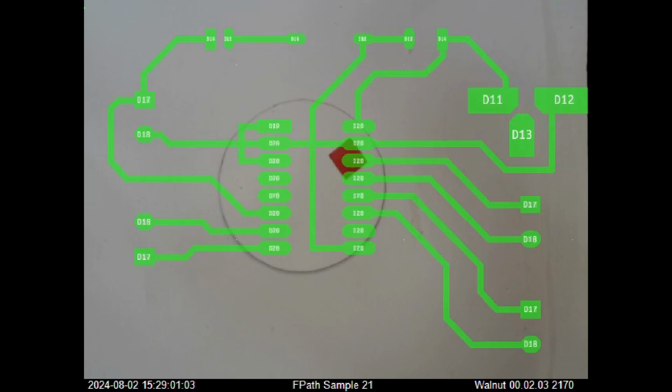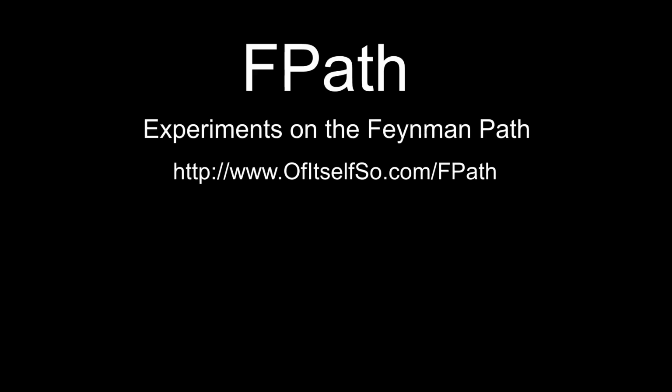So as of Experiment 002, various images can be injected into a webcam stream and the FPath and Walnut software can react to them. Well, that's it for this experiment.